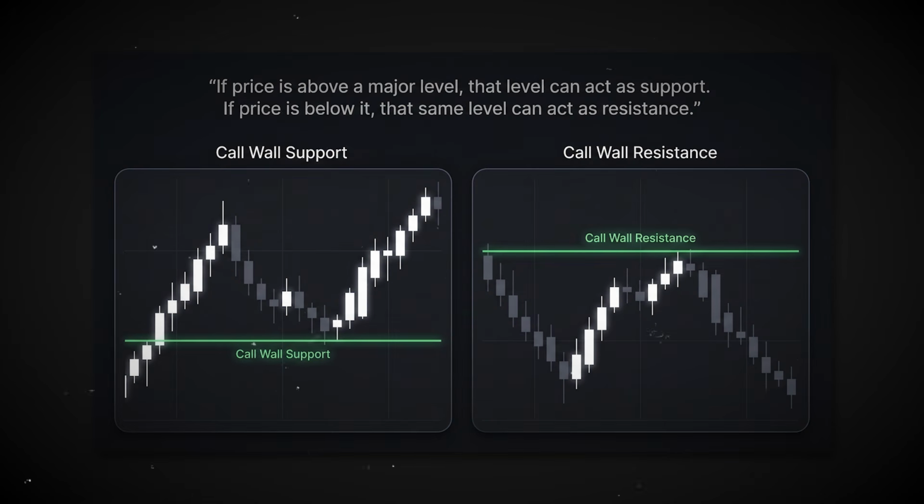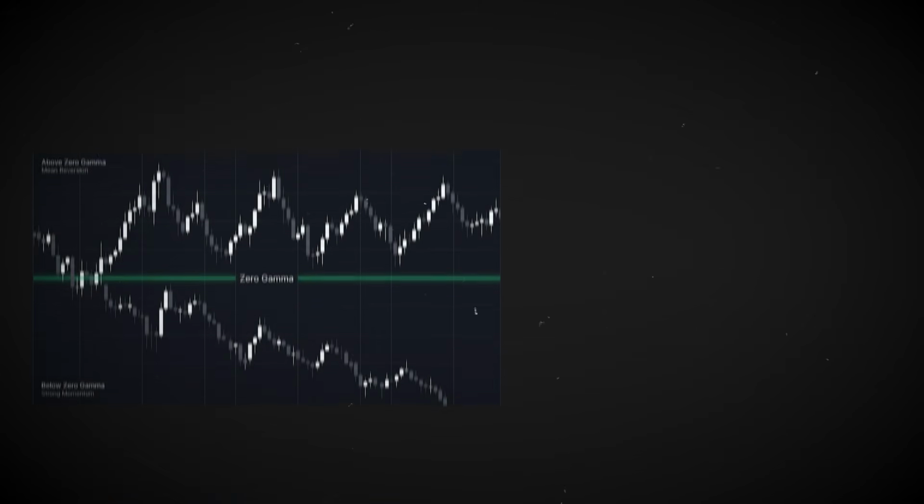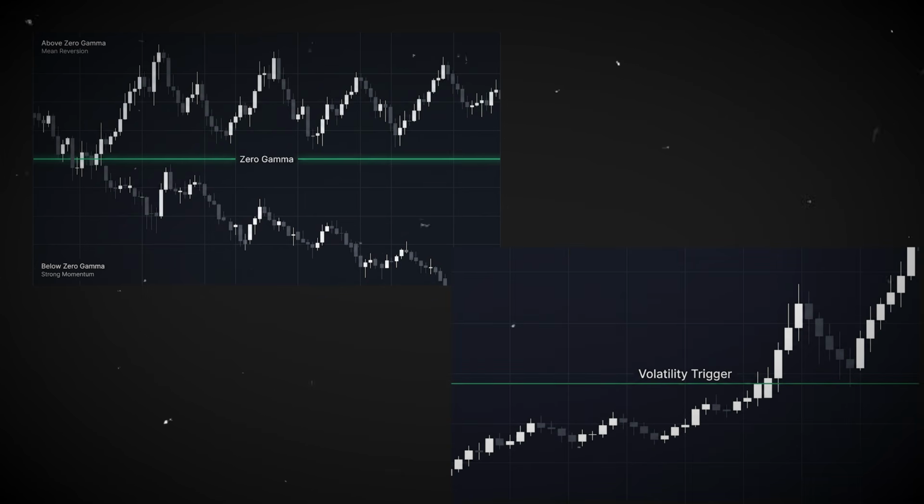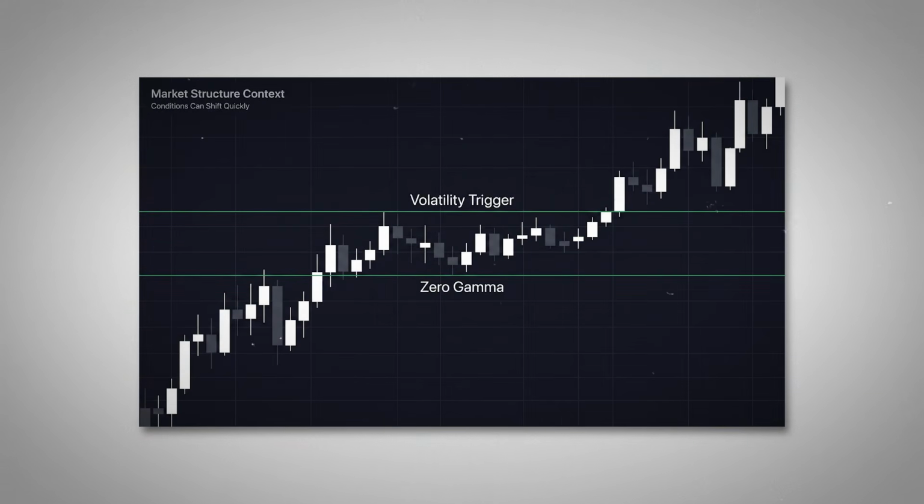If price is above a major level, that level can act as support. If price is below it, that same level can act as resistance. If price is sitting near zero gamma or the volatility trigger, that can be a warning that conditions may shift quickly. So the goal is not just to look at the line. The goal is to understand what that line means in the context of market structure. And that brings us to the indicator.